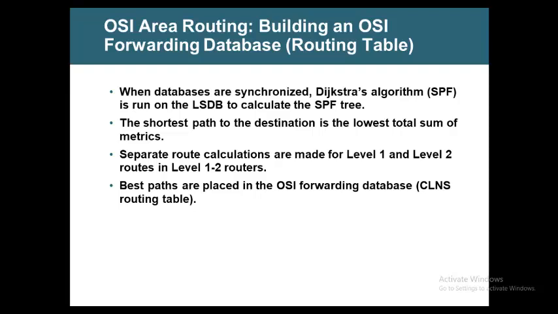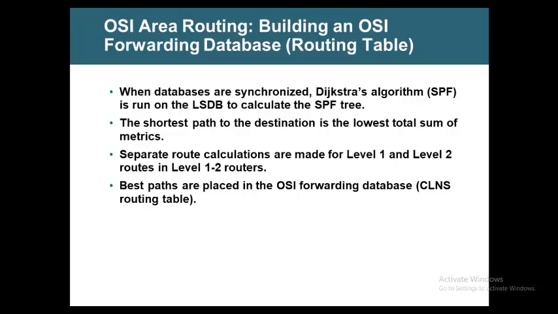Here ISIS also uses SPF, Dijkstra's algorithm, to run on the LSDB, link state database, to pick one best path for every destination. The shortest path to the destination is the path with the lowest metric. How is the metric calculated? By adding the cost on the links in between the source and the destination. Each link has got a default cost of 10. I hope you remember that.